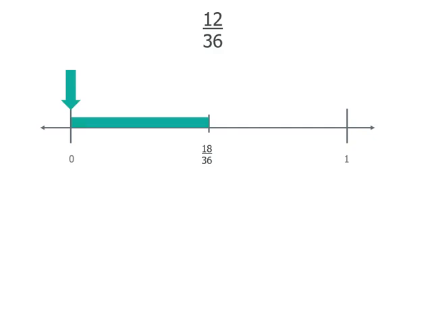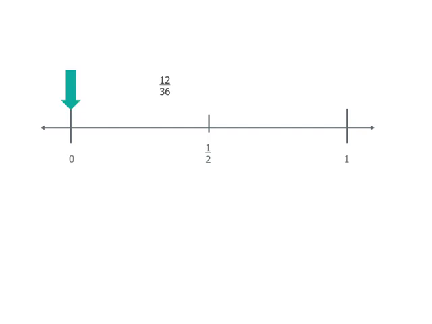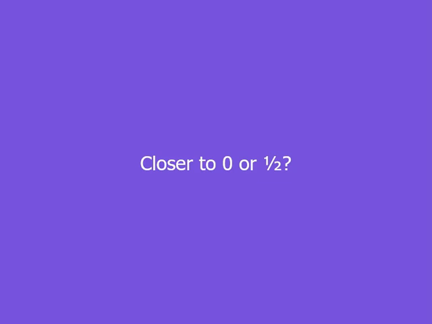If it's less than 18, it's going to be closer to 0. And if the numerator of 12 is greater than 18, it would be closer to 1. Well, we know 12 is less than 18. So that means 12/36 is going to be in that area. And that means it's closer to 0. And that's all we need to do for that one.